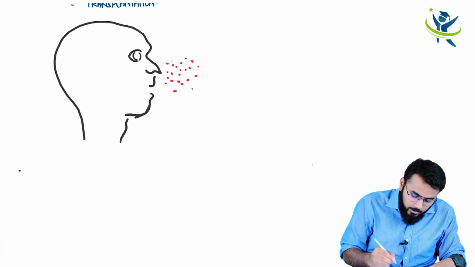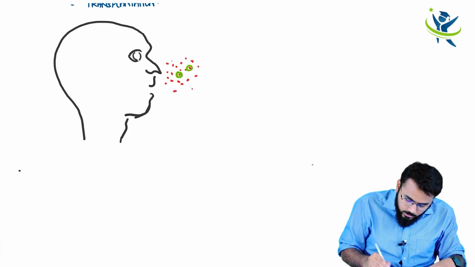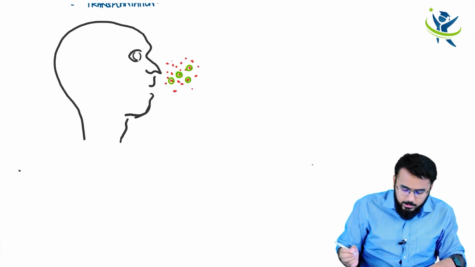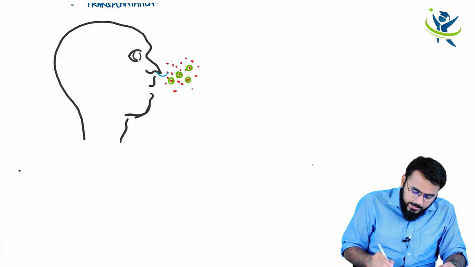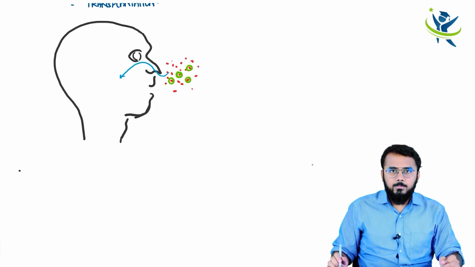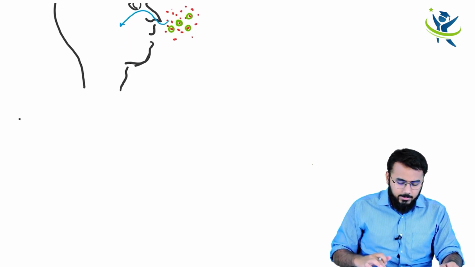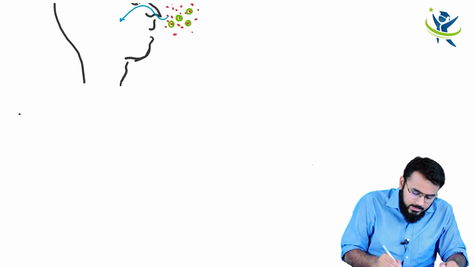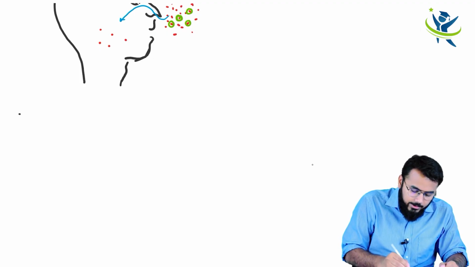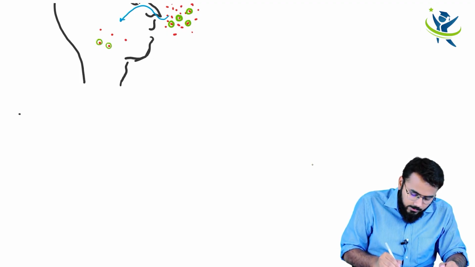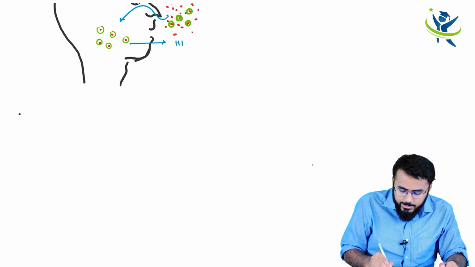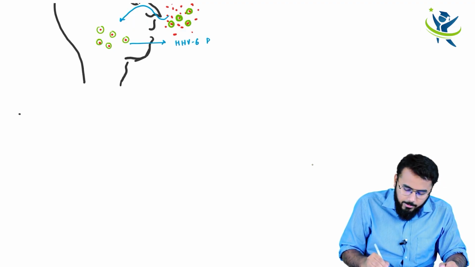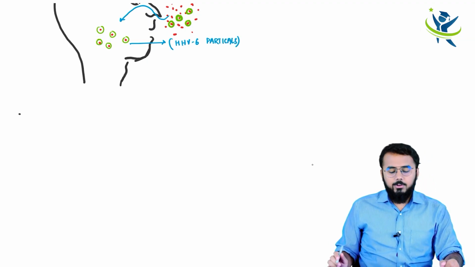Now, within these respiratory droplets, you see some virus particles also. So, this is a human herpes virus 6, let us say. Now, this virus particle, obviously it enters through the respiratory system. The moment it enters into your respiratory system, the virus particles are right now in your body. Let me make a note of this. These are HHV-6 particles. Okay, they are in your body.